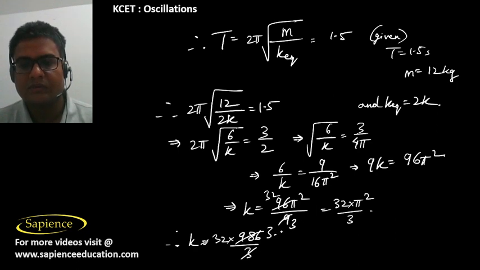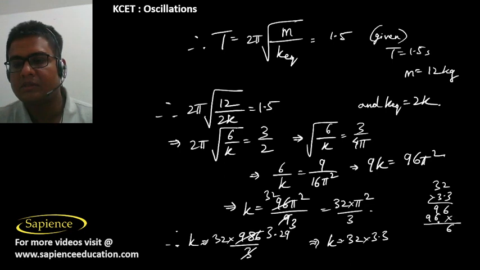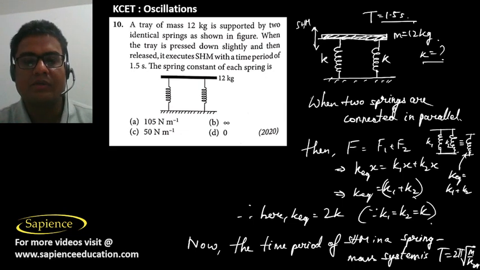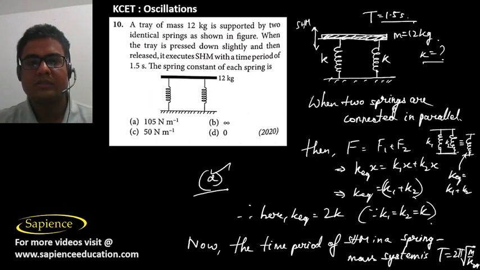So 3 3s are 9, 3 2s are 6, 3 8s are 24, 3 9s are 27. So it is approximately 3.3. So k is approximately 32 into 3.3. So 32 into 3.3 is how much? 3 2s are 6, 3 3s are 9, then 96, plus 9 is 105.6. So k is approximately 105.6 Newton per meter, which is approximately 105 Newton per meter only. So option A is the correct answer. Option A is the correct answer.